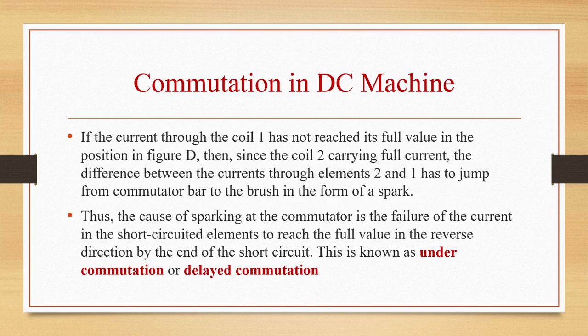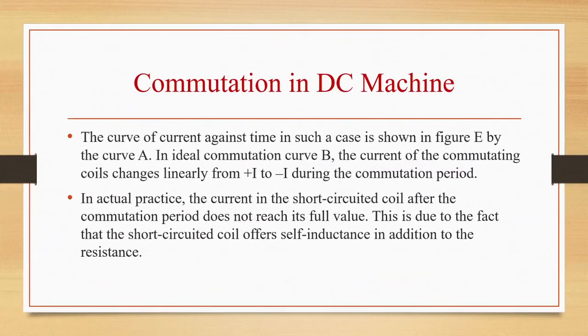So the cause of sparking at the commutator is the failure of the current in the short circuit elements to reach the full value in the reverse direction by the end of short circuit, and this is called under commutation or delayed commutation. So the curve of current against time in such a case is shown in the figure by curve A.